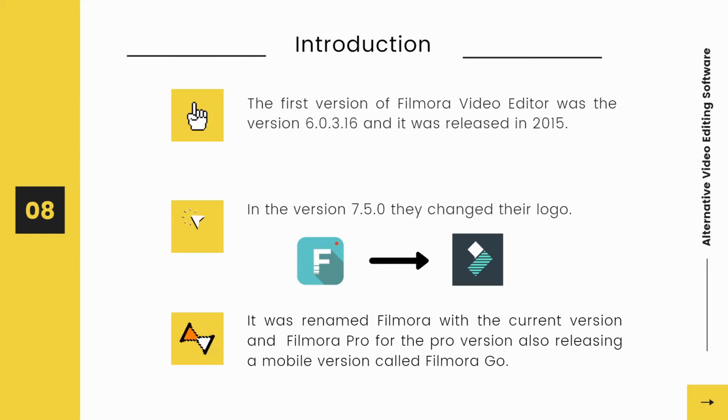In version 7.5.0, they changed their logo from an F to a play button. It was then renamed to Filmora, with the current version called Filmora 9, and the Pro version called Filmora Pro. Wondershare also created the mobile version of Filmora called Filmora Go.